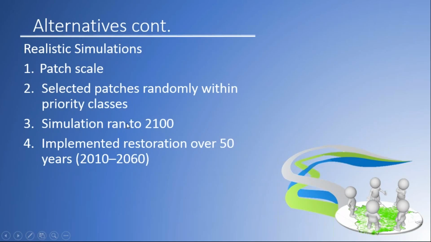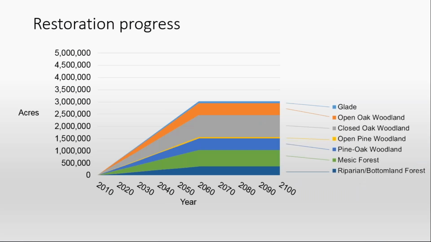Even though we ran these simulations through 2100, we actually implemented the restoration only over the first 50 years, from 2010 to 2060. The reason we did this is because we wanted a time period after the restoration to let the populations respond to the activities and see how they would respond. Here's a graph that shows how we implemented restoration in terms of the number of acres over time in those full acreage scenarios. You can see that we start in 2010 and we restore habitats proportionally through 2050. In other words, we're selecting patches over the first 50 years to restore habitats until we meet their acreage targets, and at that point we hold those constant. Okay.